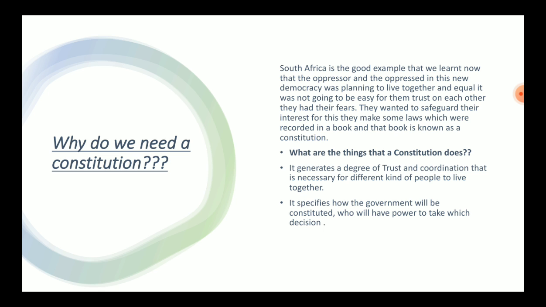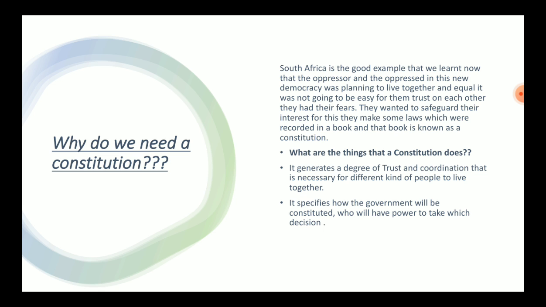South Africa is a good example that we learned, where the oppressor and the oppressed in this new democracy were planning to live together as equals. It was not going to be easy for them to trust each other. They had their fears. They wanted to safeguard their interests. For this, they made some laws which were recorded in a book, and that book is known as a constitution.